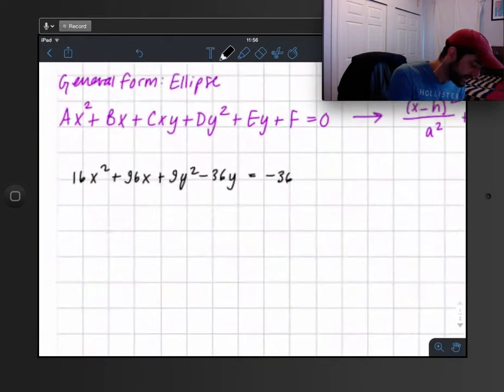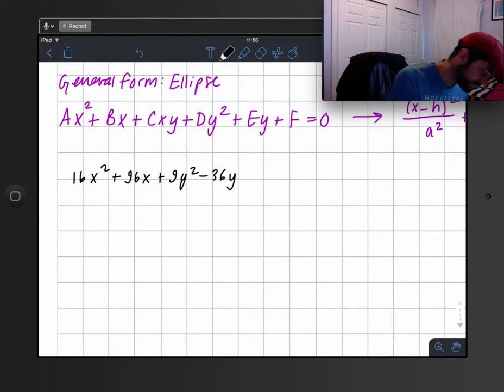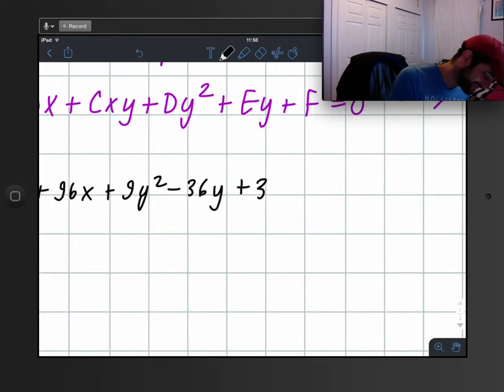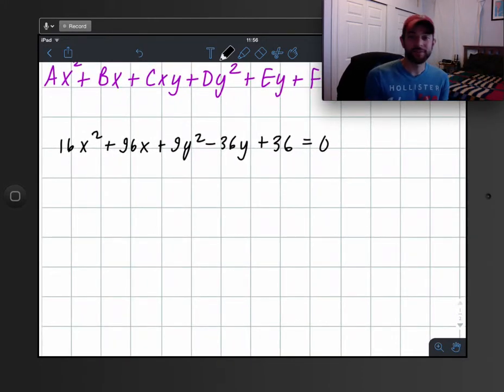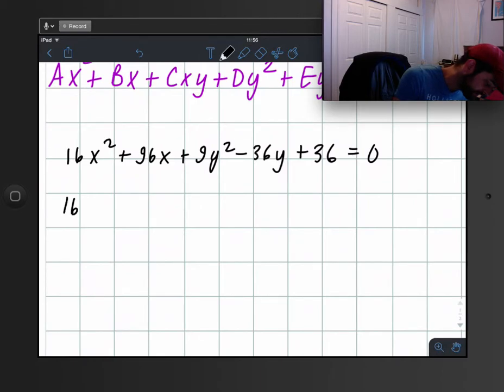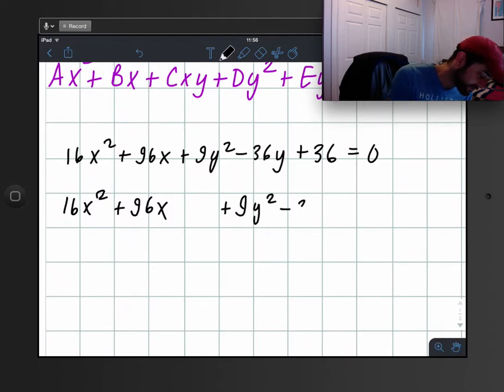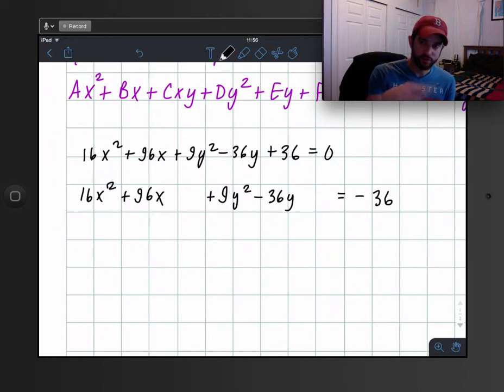This is exciting. So again, the first thing I'm going to do is write this the way it should be written. There we go. My first step was done for me. So again, what I'm going to do is leave a space after the linear terms and get that positive 36 over to the right. So we have 16x squared plus 96x, leave a space, plus 9y squared minus 36y, leave a space, equals that negative 36 constant that we got over to the right side.